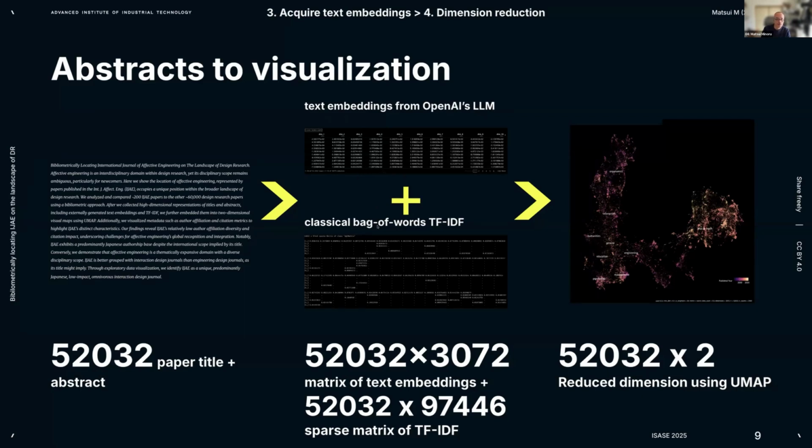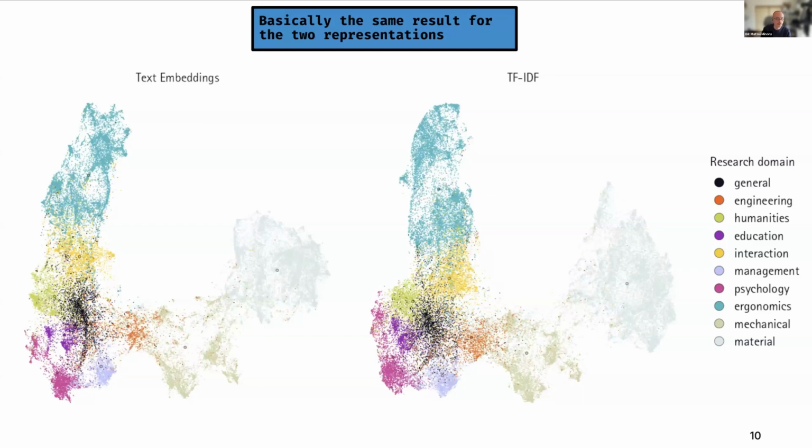Another way is using the classical bag-of-words TF-IDF, just like the Gonzalez Marquez paper. We did both ways, and we then have a very high dimensional matrix of text embeddings. Then we reduced the dimension using UMAP. We tested t-SNE, PCA, and UMAP, and we chose UMAP because it showed a better result.